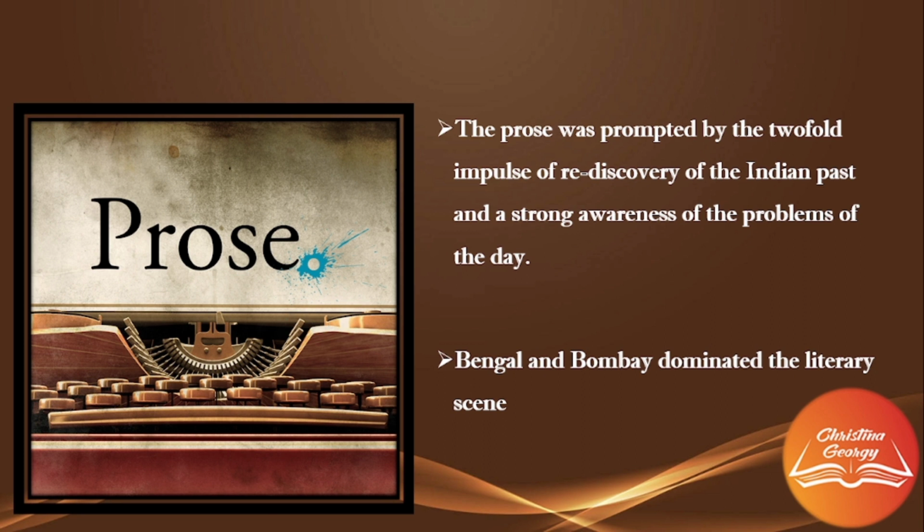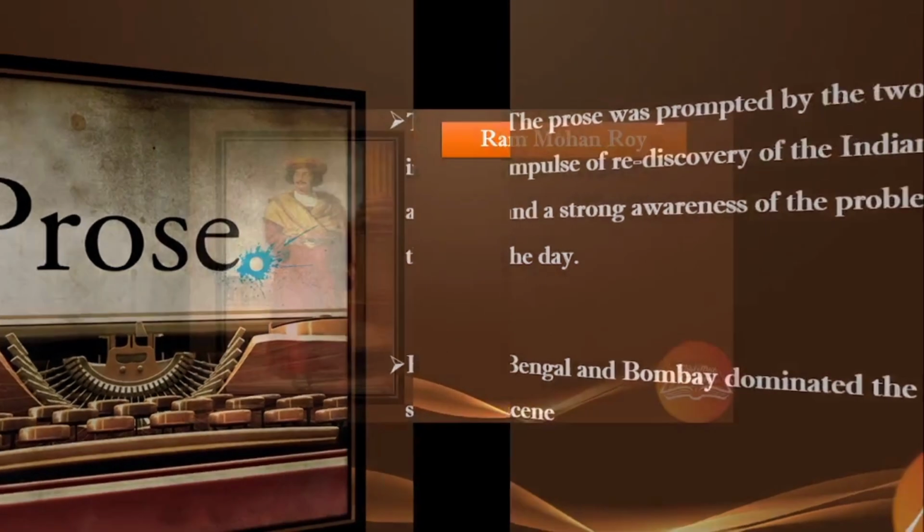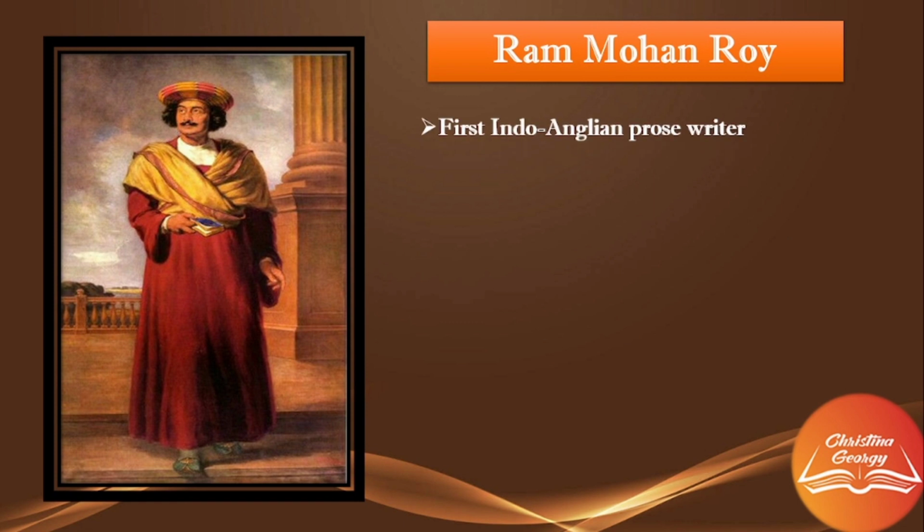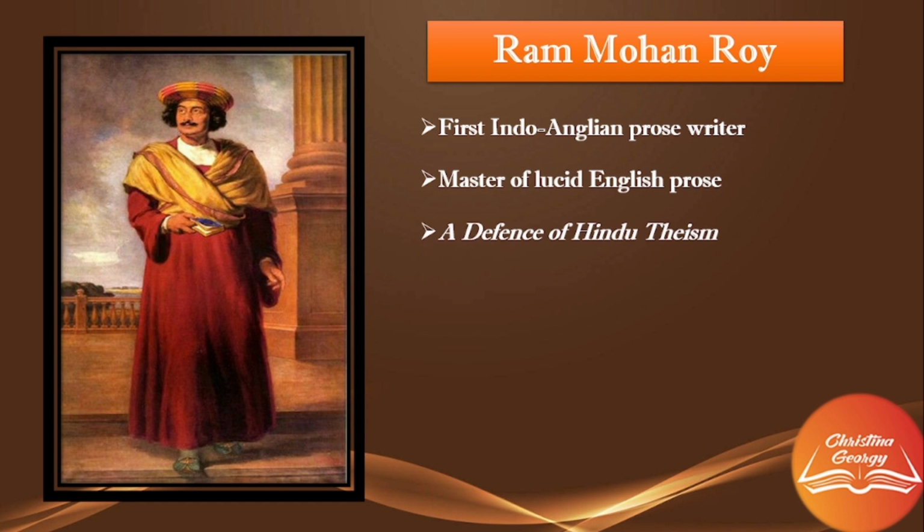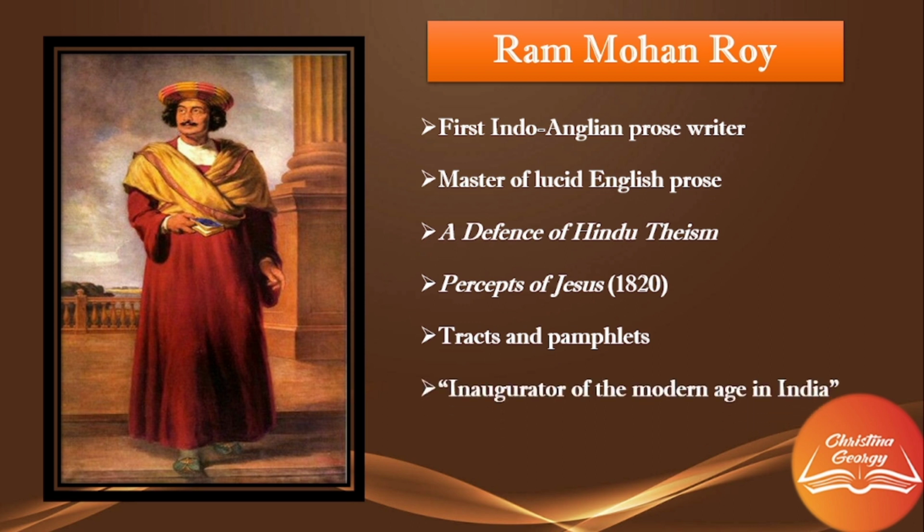So we already mentioned Ram Mohan Roy. He was one of the prominent figures in the early Indian English prose. Let's have a look at him. He was the first Indo-Anglian prose writer, a master of lucid English prose. His notable works include A Defense of Hindu Theism and Precepts of Jesus in the year 1820. He also wrote some tracts and pamphlets. So he was simply the inaugurator of the modern age in India.